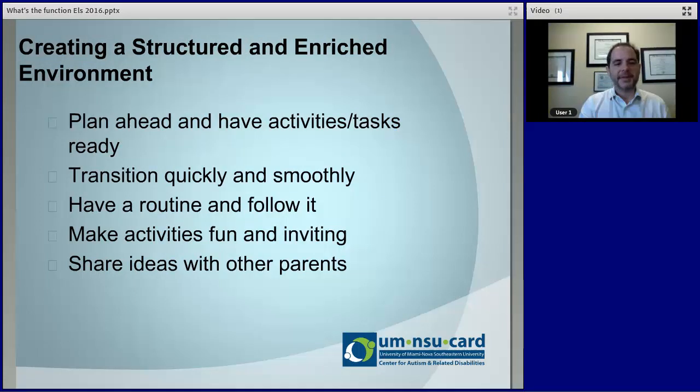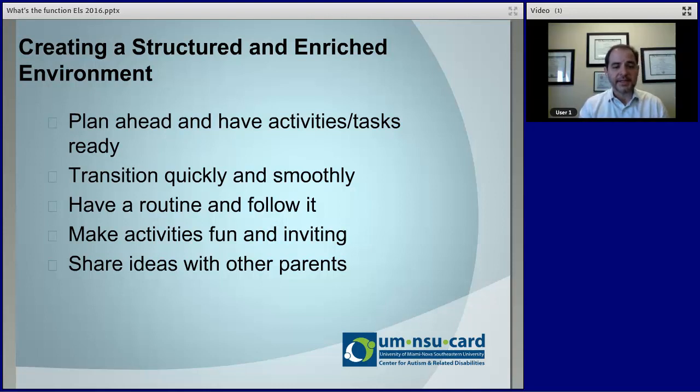And then when you create these structured environments, you want to plan ahead and have activities ready. Transition quickly and smoothly between the activities, set up your routine, and stick to it. If you have activities planned ahead, things will work fairly smoothly. What this means is there won't be time for problem behavior to emerge. There won't be the need, there won't be the motivation, there won't be the downtime where problem behavior is likely to occur. So whenever you can, try and make these activities flow smoothly, make them fun, make them inviting.